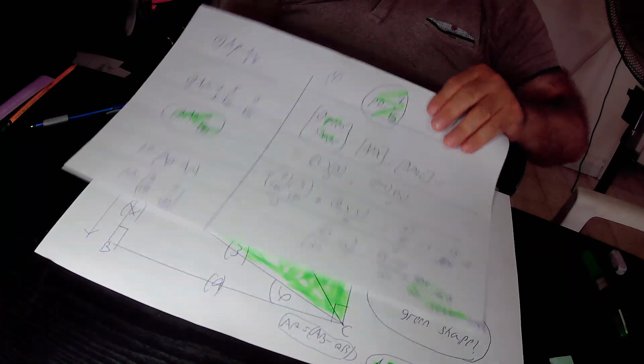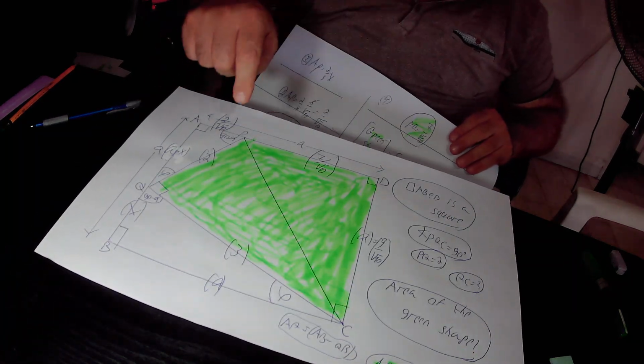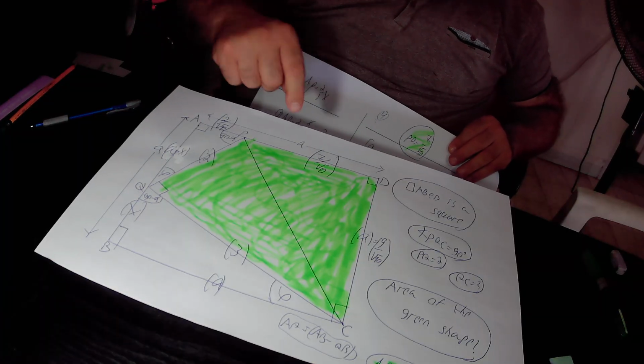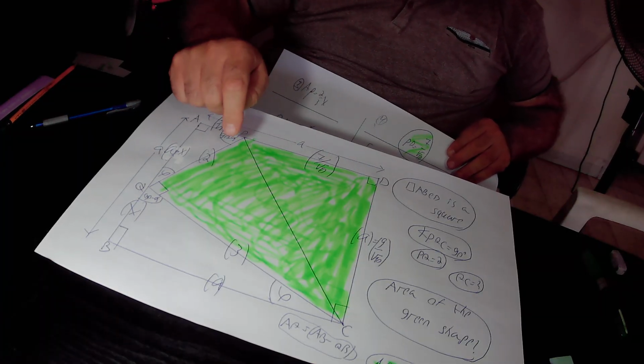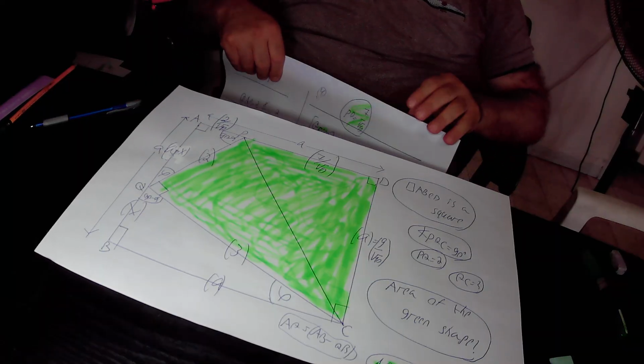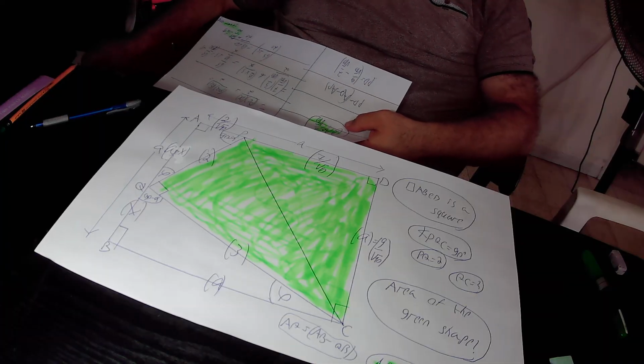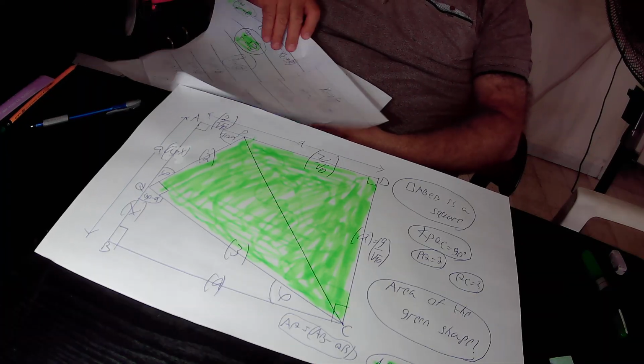So in total, we find that the area of this green shape equals 123 over 20 square units, or in terms of numbers, the area of this green shape equals 6.15 square units. So we finish with the first question. And next time I will present the second question, and we will solve the second question in this lecture.